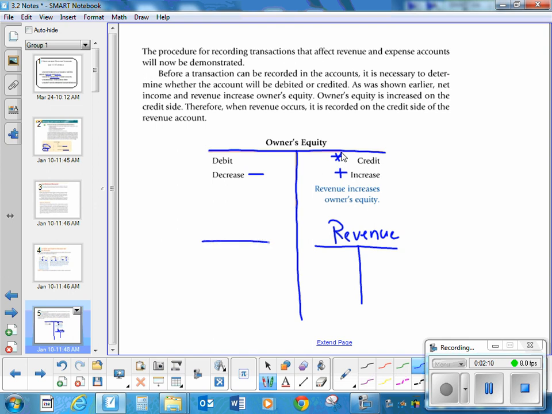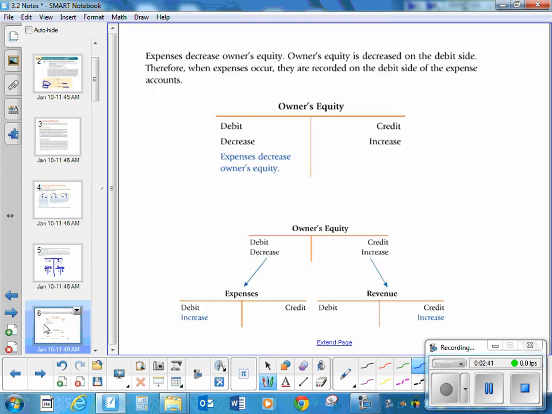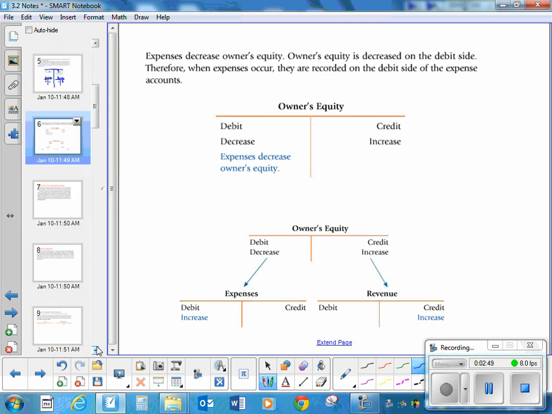Our expenses, however, bring down our owner's equity or our capital. So expenses are going to be found on the debit side. Therefore, our revenue is going to have a normal credit balance. It's going to increase on this side and decrease on this side. Our expenses are going to have a normal debit balance. If we're increasing an expense, it's going to go here. If it's decreasing, it's going to go here. Okay, so this is another diagram that the textbook uses. Basically it's what I've just finished doing, but I put everything underneath the owner's equity umbrella.